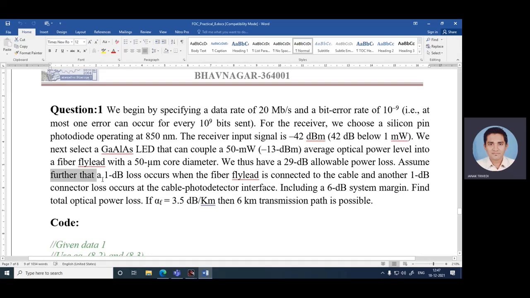Assume further that a 1 dB loss occurs when the fiber fly lead is connected to the cable, and another 1 dB connector loss occurs at the cable photoreceiver interface, including a 6 dB system margin. Find the total optical power loss. If alpha f is equal to 3.5 dB per kilometer, then a 6 km transmission path is possible.